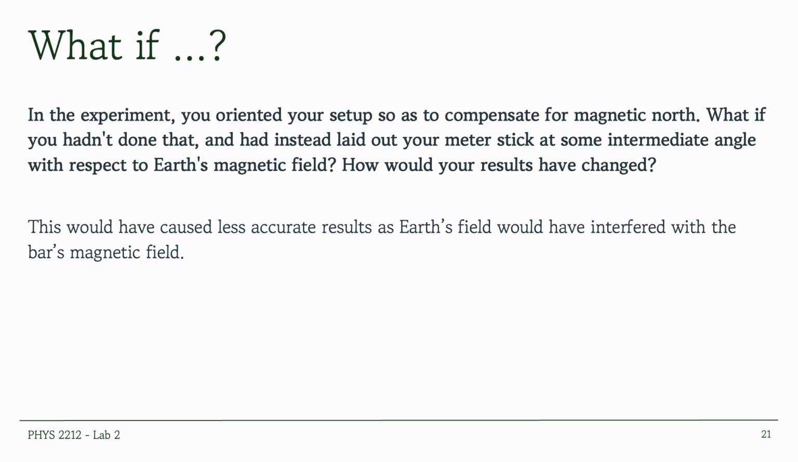So then what if the experiment had been set up such that there was some intermediate angle? This would have caused less accurate results, as Earth's field would have interfered with the bar's magnetic field.